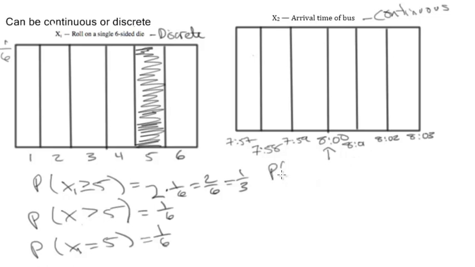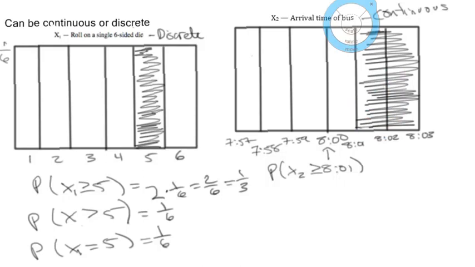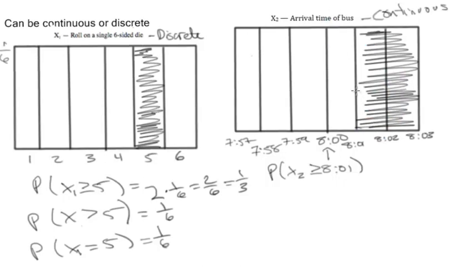The probability that x2, my second random variable, is greater than or equal to 8:01. Well, we're shading in the area that's greater than 8:01. We're also shading in the area that's equal to 8:01, which is this line here. But I don't mean to be shading in to the left of the line.